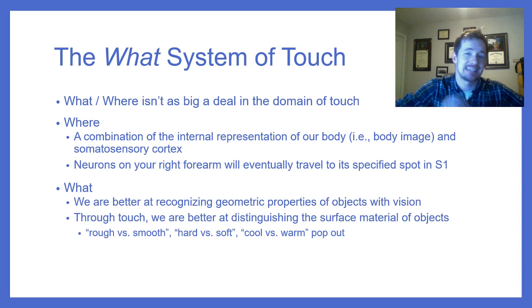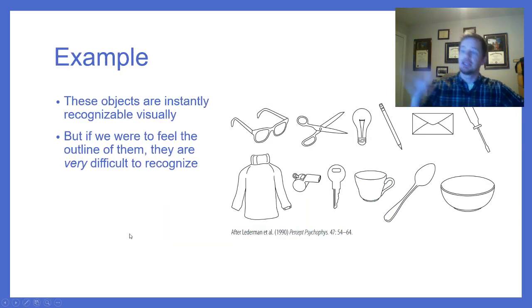But with touch, there are some things that we are better at. We're better at detecting differences in texture and in surfaces with touch. So we can detect very quickly whether something is rough versus smooth with touch, whereas it's much harder with vision. We can tell if something is hard or soft, or cool or warm with touch, when that's much harder with vision.